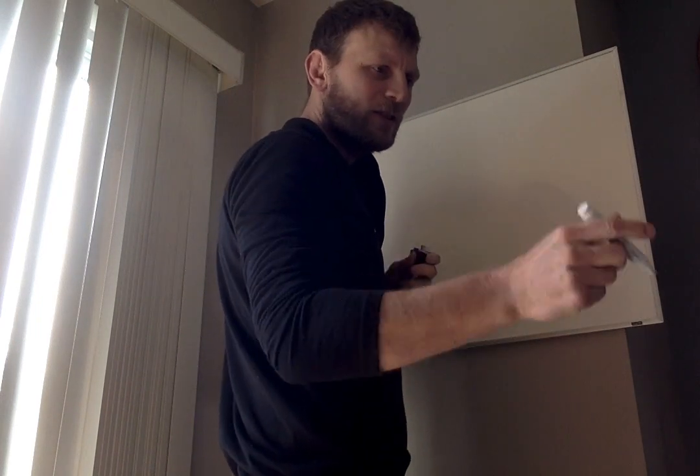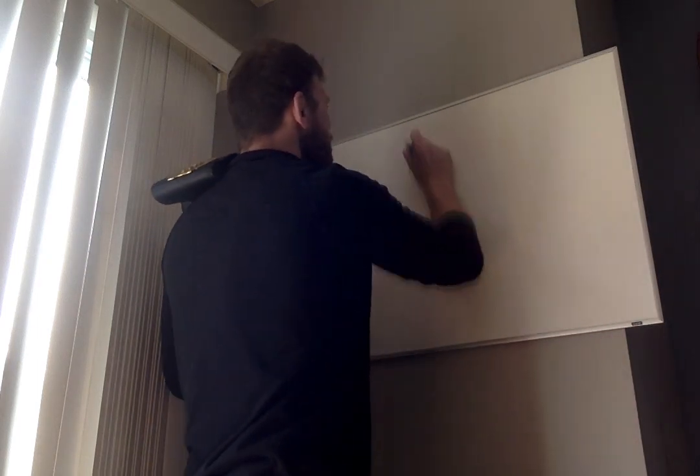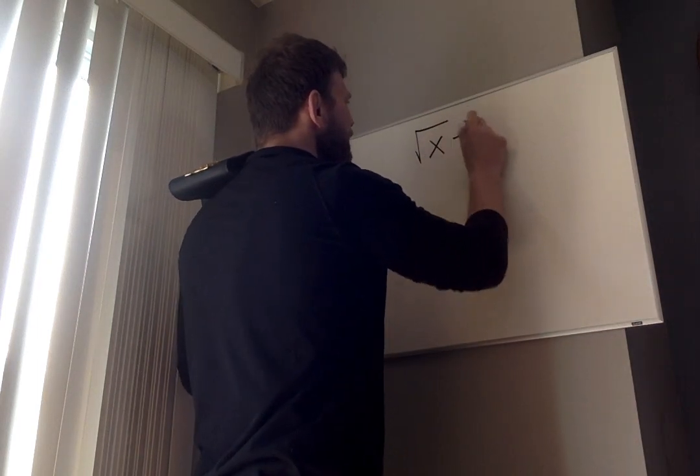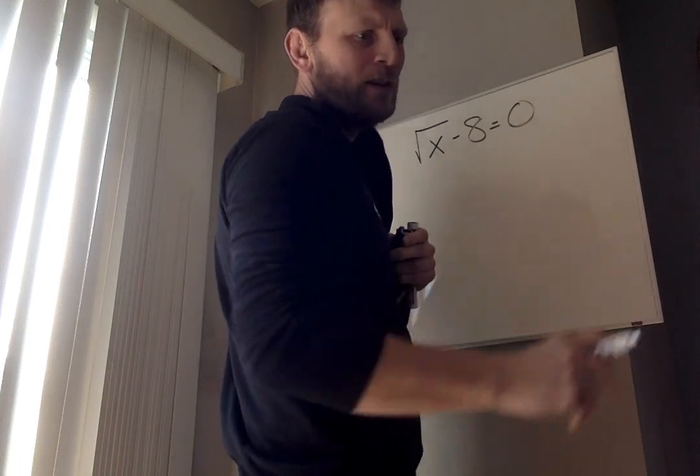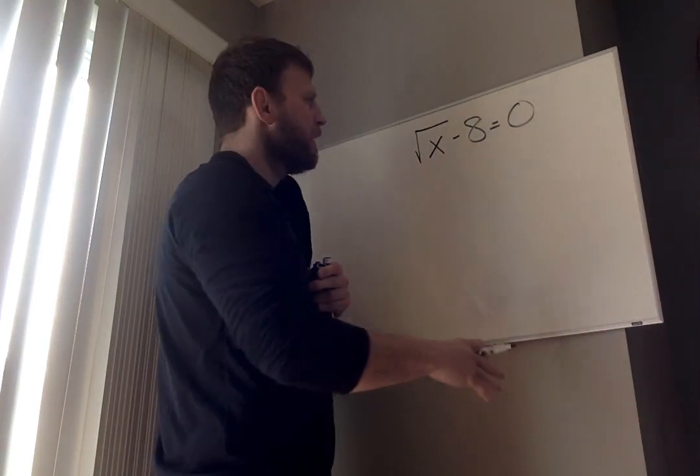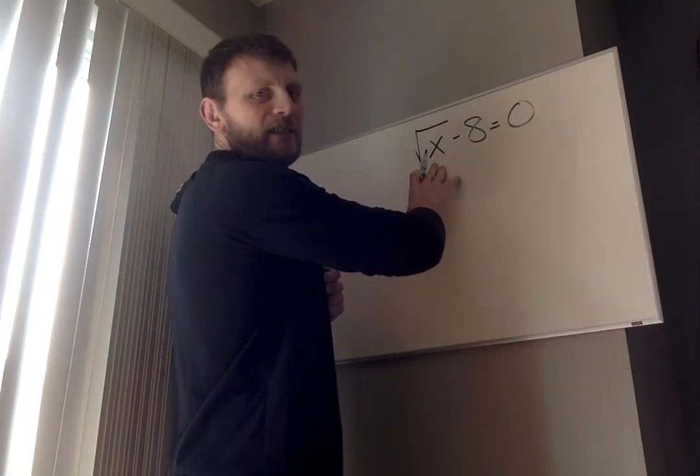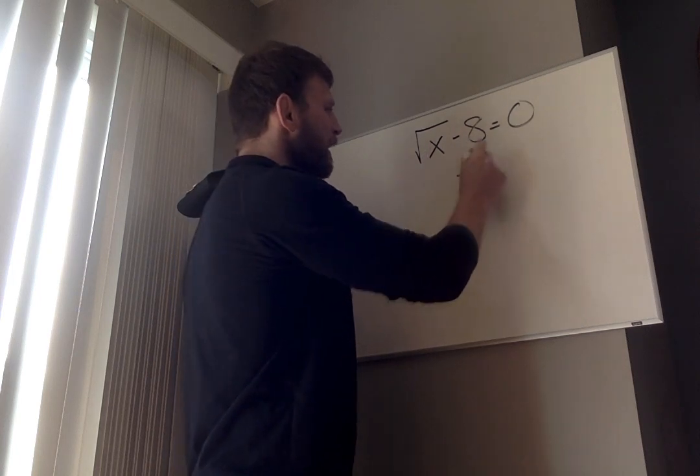All right. Now that you have out the notes there, let's look at the first one, which says the square root of x minus 8 equals 0. So the whole objective here is to get this by itself. So I do that by adding 8.